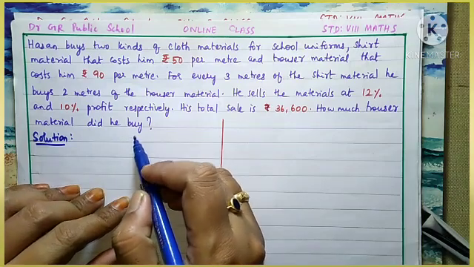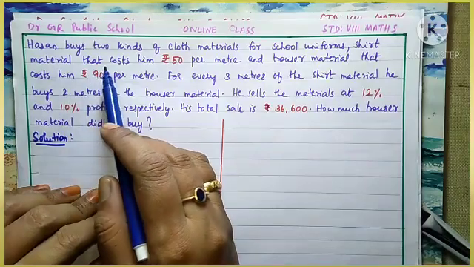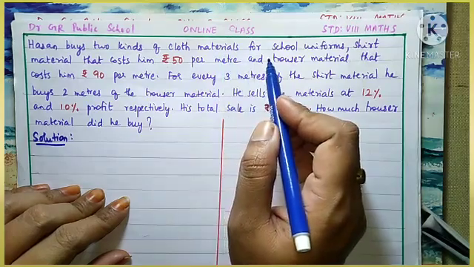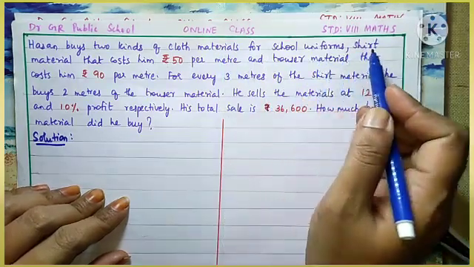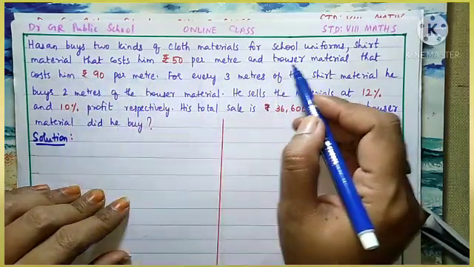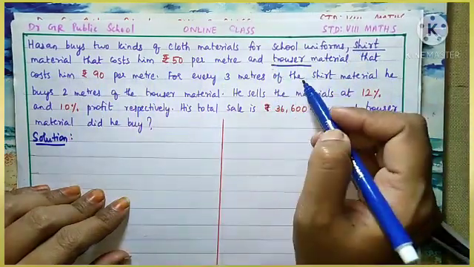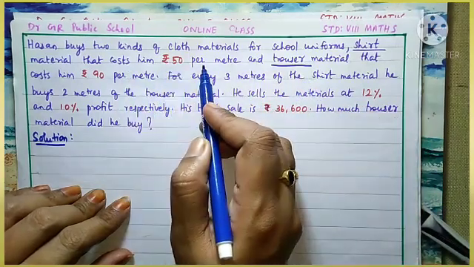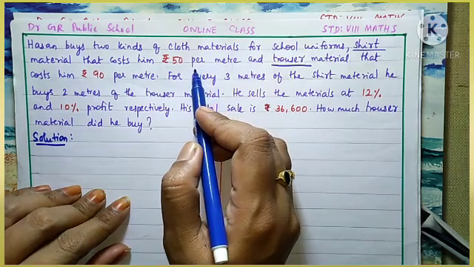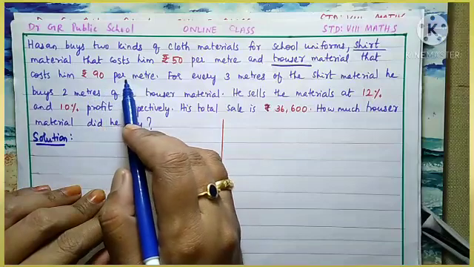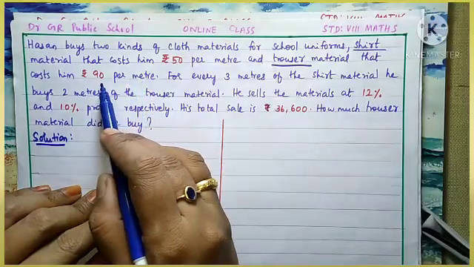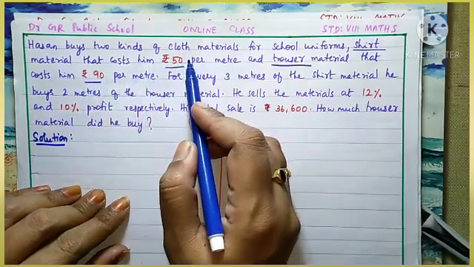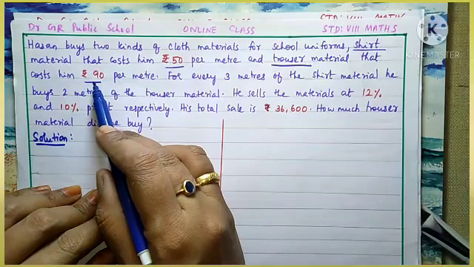Now we can see the meaning of the question. Hassan may be a tailor, and he buys cloth materials for school uniforms. What are those materials? Shirt material and trouser material. The cost of shirt is 50 rupees per meter: 1 meter of shirt costs rupees 50, and the cost of trouser material per meter is rupees 90. So these are the different costs of shirt and trouser. The first one is the shirt and the second price is of trouser.